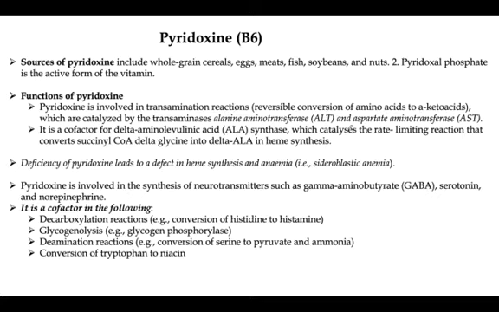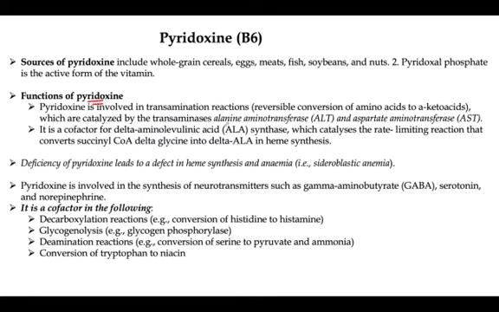We move on to pyridoxine or vitamin B6, which is one of the important water-soluble vitamins present in whole grains, mostly eggs, meats, fish, and nuts. And you need to know that pyridoxal phosphate is the active form of the vitamin. Now, pyridoxal phosphate is involved in amino acid metabolism.